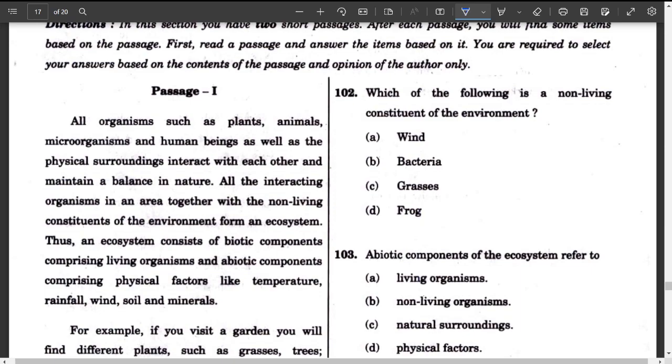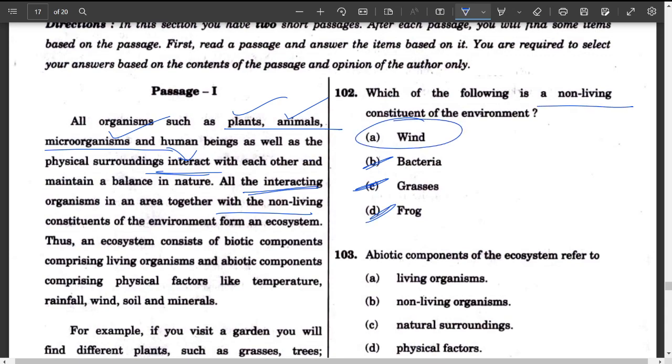So, interacting, look at this combination. Plants, animals, microorganisms interact with each other, and all these interacting organisms, along with the non-living. That means plants, animals, microorganisms are considered the living, and they, along with the non-living, in the sense of other ecosystem things. So let us check here. Bacteria, microorganism, grass, plants related. Frog is animal related. So which one can be the non-living here? That is A. Wind is the non-living. Next.